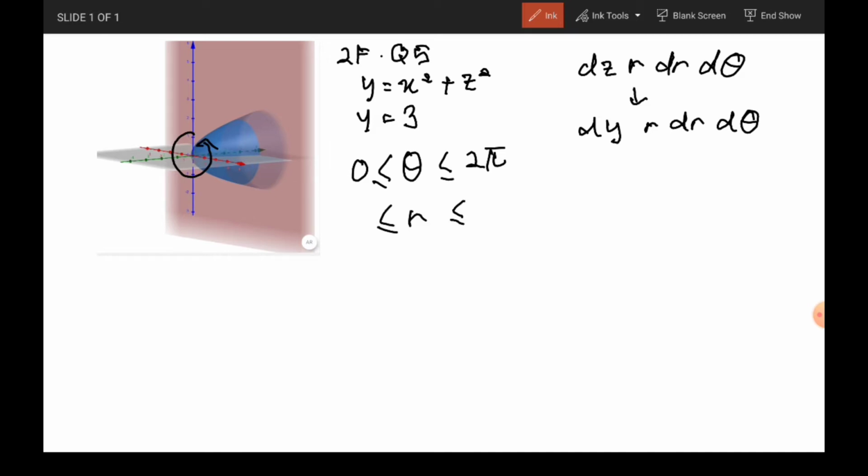And for r, we can use the equation. This equation is x squared plus z squared equals 3, because y equals 3. Then we get the circle with radius square root 3. So r is between 0 and square root 3.